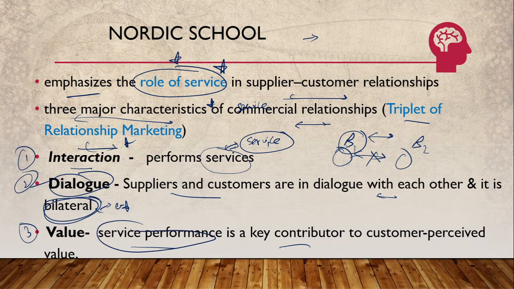So it says the performance is a key. As I have just said, all the interaction is nothing but a service. Then this performance is a key contributor which generates the value between these two organizations. At the end of any business, value is what is most important, since the other business is a customer to this, and the customer value is the most important. And here you provide the customer value by providing a good service performance. So this is what the Nordic school says. It emphasizes the role of service.